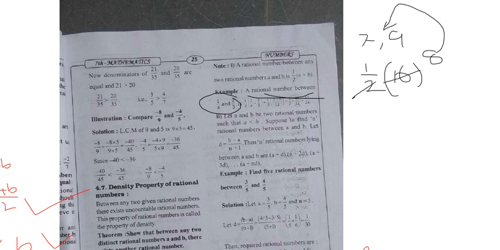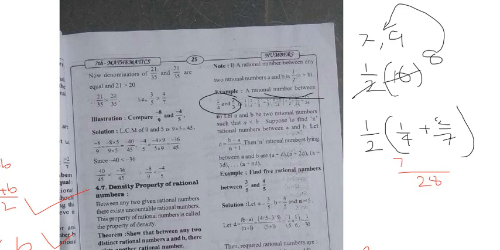Your job is 1 by 2 into 1 by 4 plus 2 by 3, the given numbers. This initial 1 by 2 is common for every number, right? And after that you know how to solve this. The LCM of 4 and 7 is 28. Here is 7, and 4 into 2 is 8. Okay, can I write here? Yes.